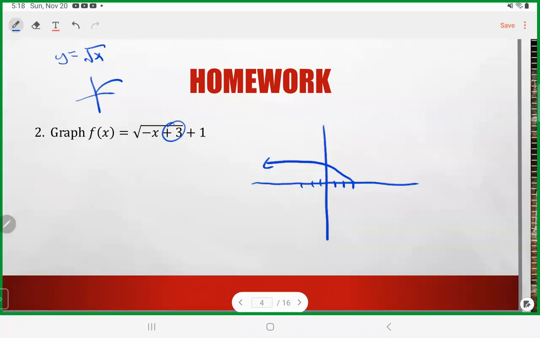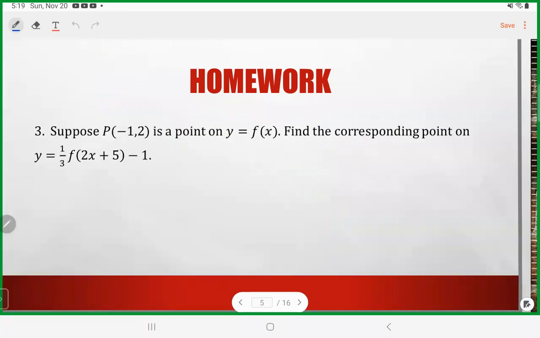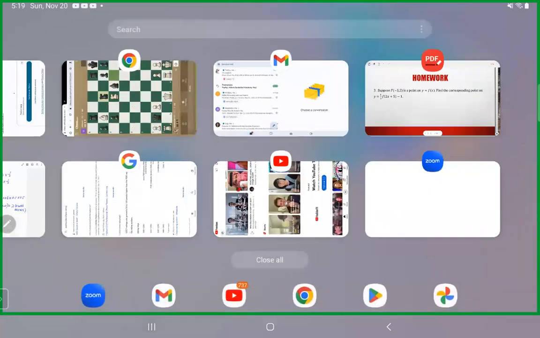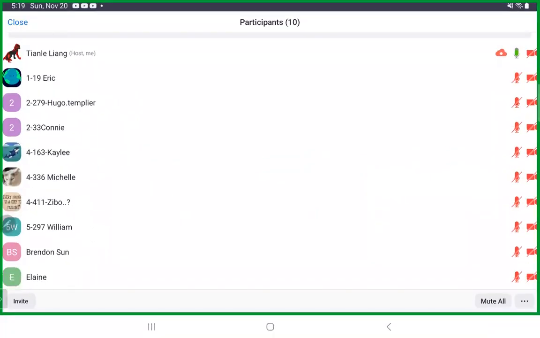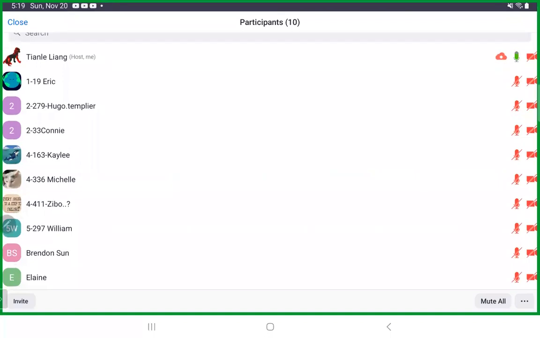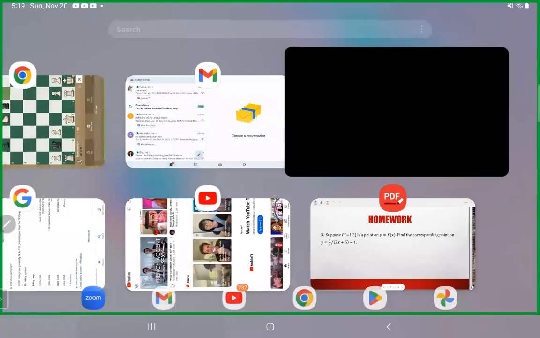Okay, so then it looks like that. Then you add 1 to it. So then it's just gonna look like this, right? Very easy. Now let's do this. Let's find a volunteer who can do this. How about Kaylee? Kaylee, would you like to volunteer?